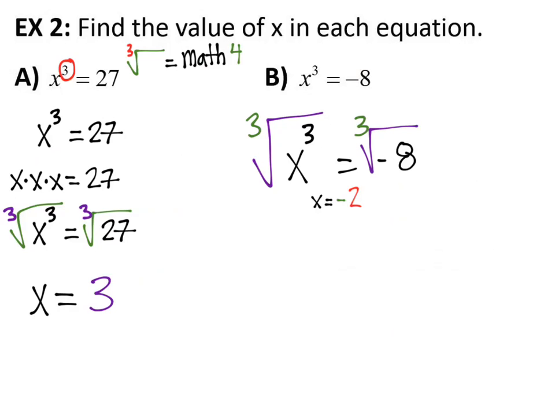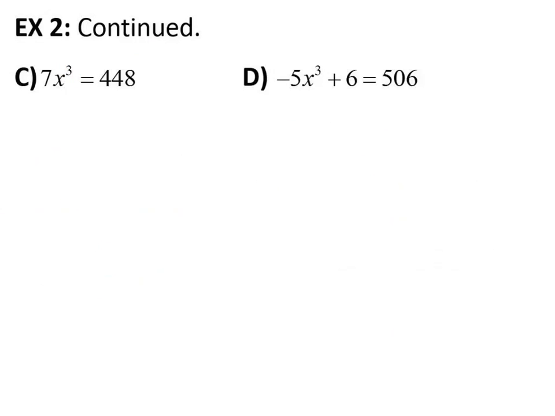Our last slide for today, we have C and D. It looks like we have a couple steps that we need to solve through here, but it's with the cube root again. How do I isolate this variable? How do I get x by itself?